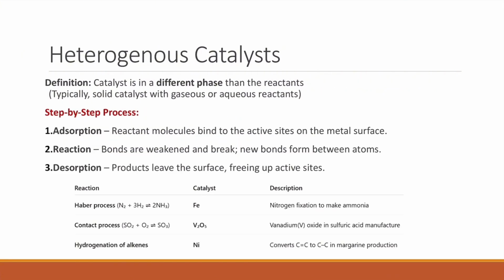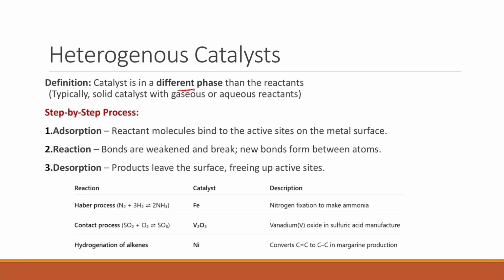There are two types of catalyst. The first one is called the heterogeneous catalyst. A heterogeneous catalyst is a catalyst that has a different phase than the reactants. Typically, it's when the catalyst is in a solid phase, while the reactants are either gaseous or in solution.